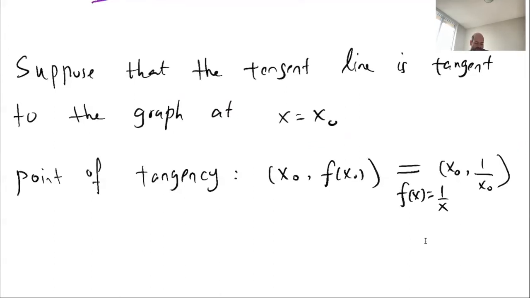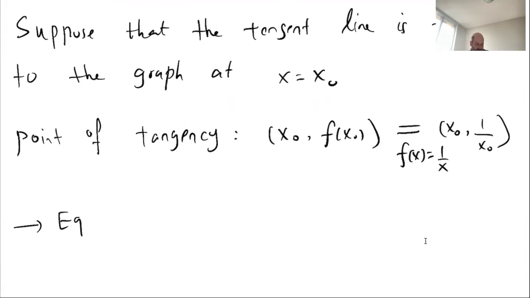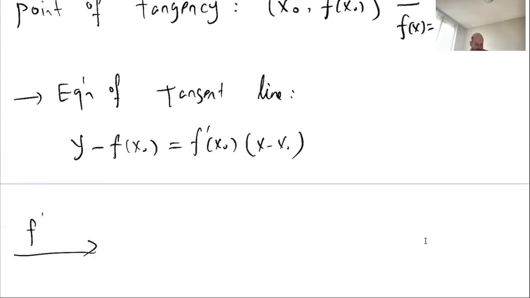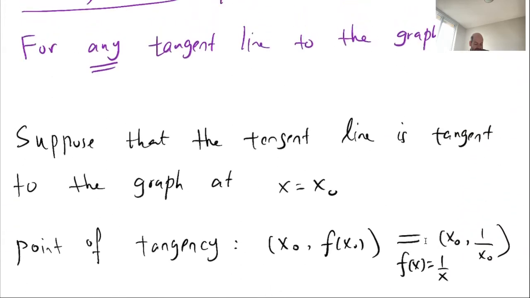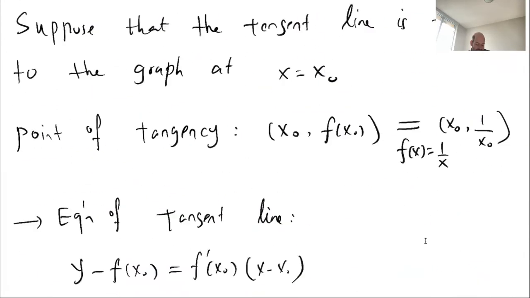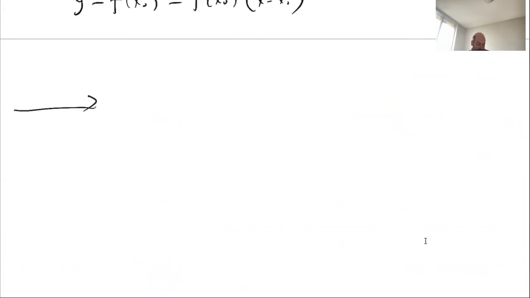Then what will be the equation of the tangent line? The equation of the tangent line will be y minus f of x0 equals f prime of x0 times x minus x0. What is f prime of x? The derivative of 1 over x is minus 1 over x squared. So f prime of x0 will be minus 1 over x0 squared, right?